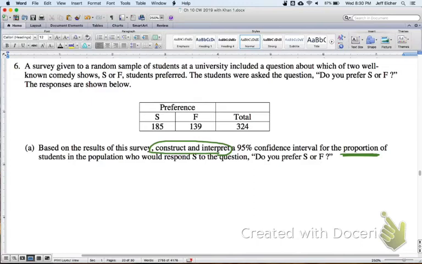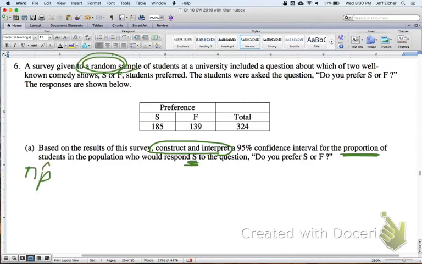So we don't need hypotheses when we do intervals, but we do need to check conditions. We have a random sample of students. The number of successes, proportion of students who would prefer S. So it would look kind of like this.